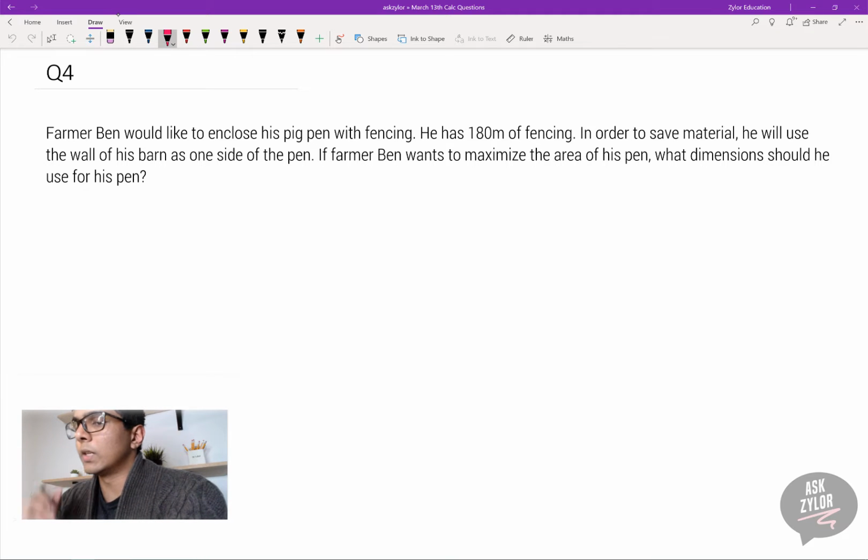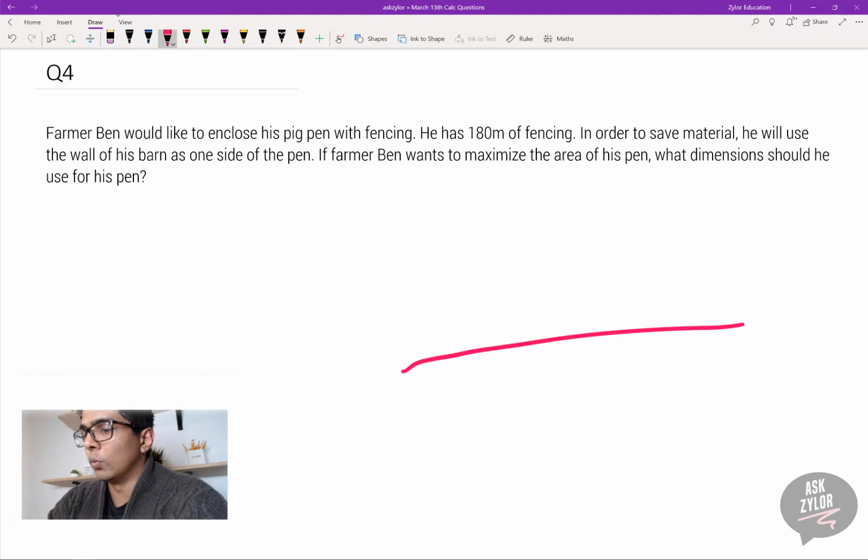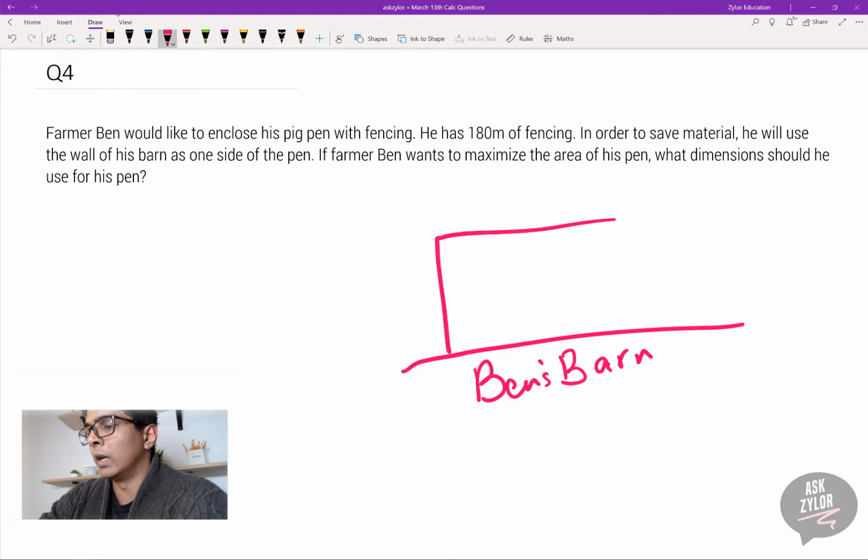So let's get started with this question. It's telling me Farmer Ben would like to enclose his pig pen with fencing. He has 180 meters of fencing. In order to save material, he will use the side of his barn as one side of the pen. If they're trying to maximize the area of his pen, what dimensions should he use? So let's go ahead and draw a simple diagram for that. So let's say one side is going to be Ben's barn. And then I have two lengths and a width.